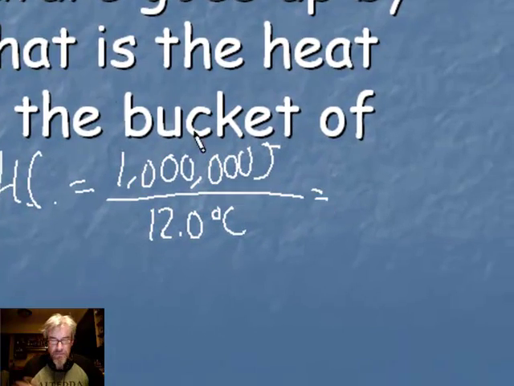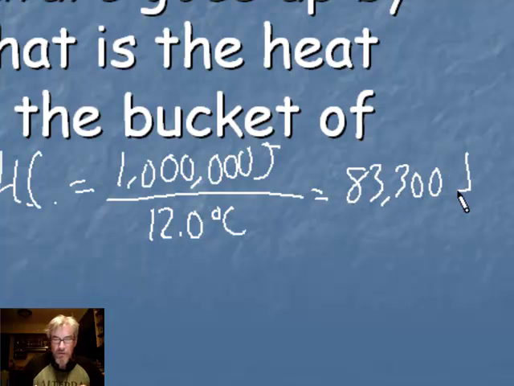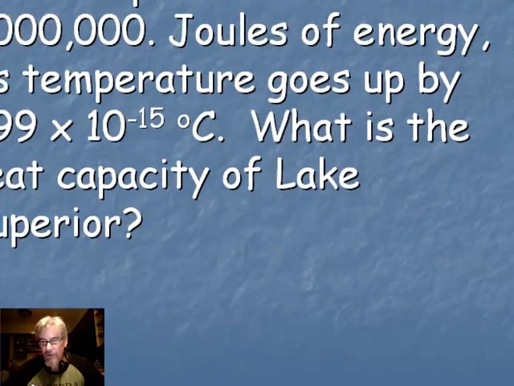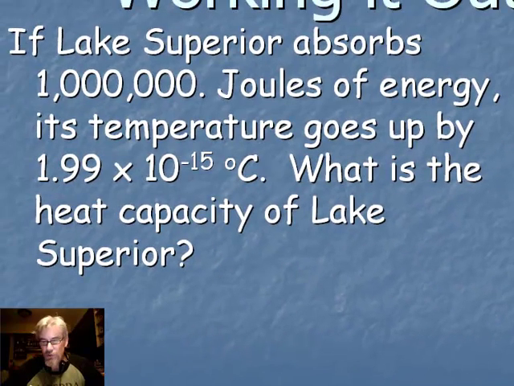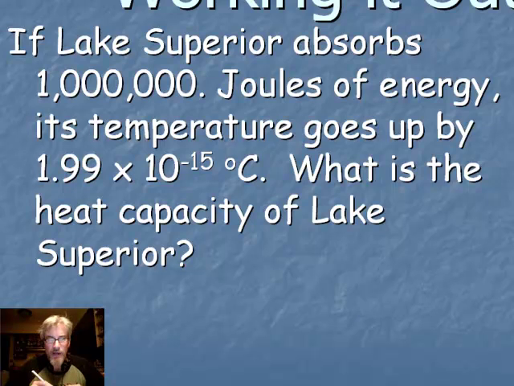When you work out the numbers, here's what you come up with. 83,300 joules are needed to make every degree C of temperature change. A joule is a pretty small unit, so that's why the number seems really big. Now here's another problem. You try and work this one out. This is asking if Lake Superior, the whole lake, absorbs 1,000,000 joules of energy. Its temperature goes up by 1.99 times 10 to the negative 15th degree C, which isn't much of a temperature change. What's the heat capacity of Lake Superior?